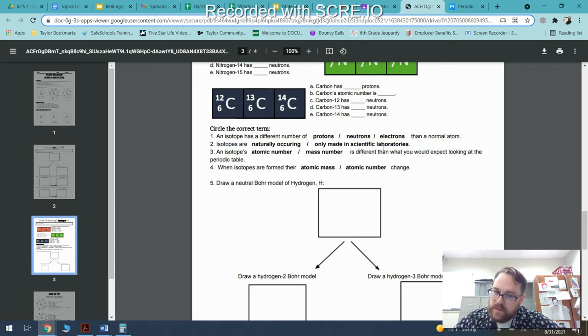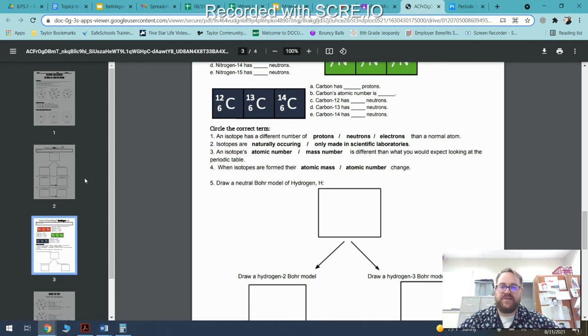Isotopes are, think back to what I just said earlier. I'm not going to give you that answer. It's one of those two, but I'm not going to give it to you. If you were listening, you should know it. An isotope's something, is it its atomic number or its mass number that's different than what you would expect looking at the periodic table? Remember the rule for the atomic number and protons.